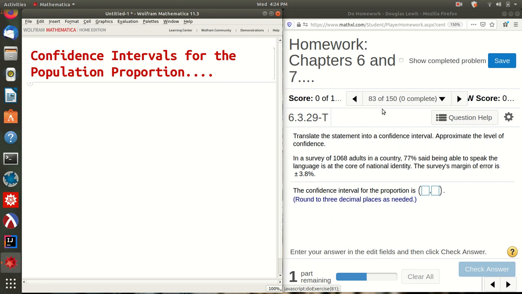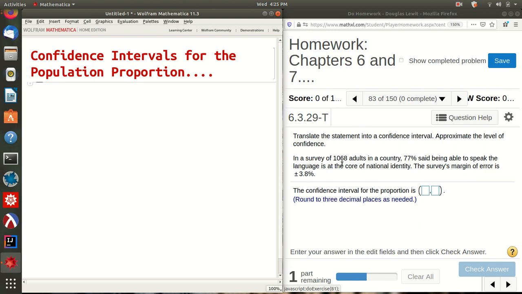Once again, we're going to work on problems 83 and 84 in the homework for chapters 6 and 7. These questions are about confidence intervals for the population proportion. Problem number 83 reads, translate the statement into a confidence interval. Approximate the level of confidence. I believe number 84 is very similar.